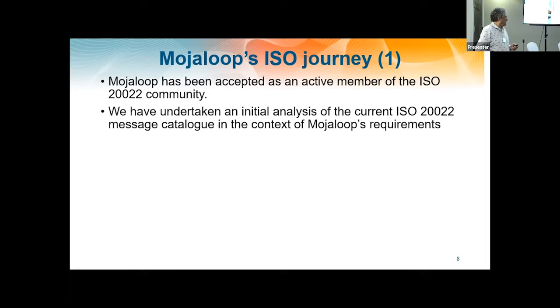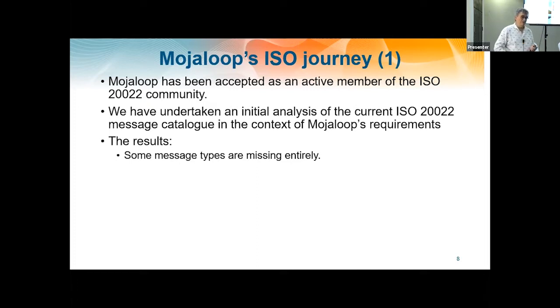We've also undertaken an initial analysis of the current ISO 20022 message catalog in the context of what we conceive to be our requirements. The result is that some message types are missing entirely from the current ISO 20022 catalog. Now, you'll be hearing after lunch about the third-party payment initiator interface. And that has two parts. One part enables a third-party initiator like Alipay or Google Pay to request that an institution make a payment. But the second part is the mechanism which allows Alipay or Google Pay or anybody else to set up a relationship with a customer's account at a financial institution.